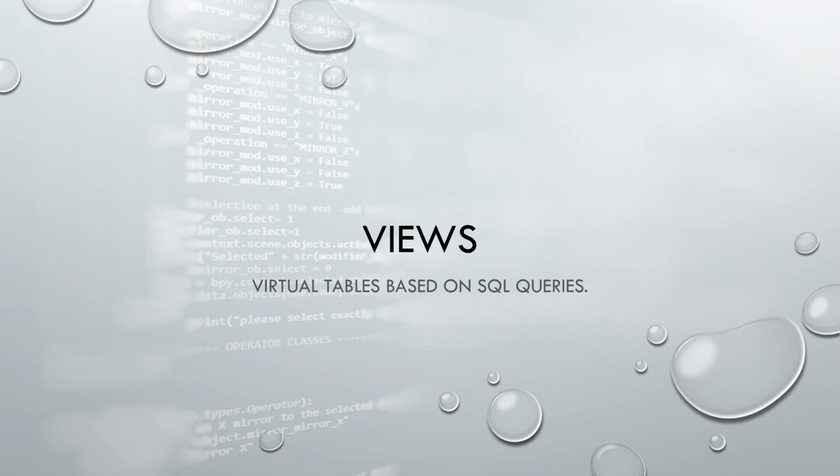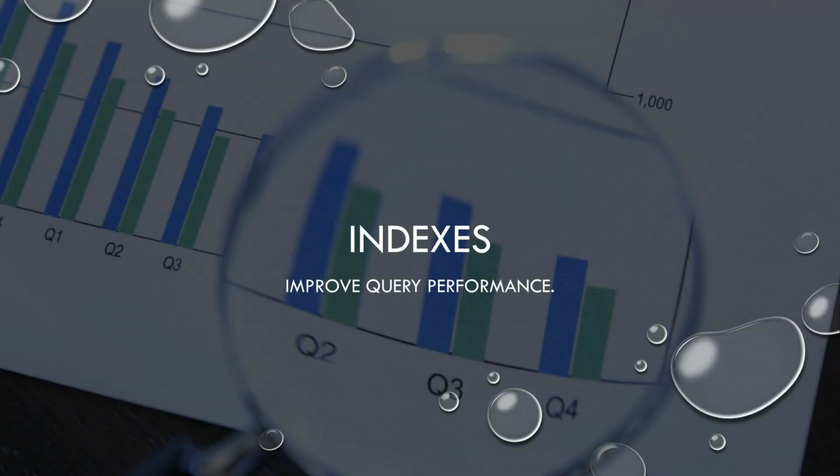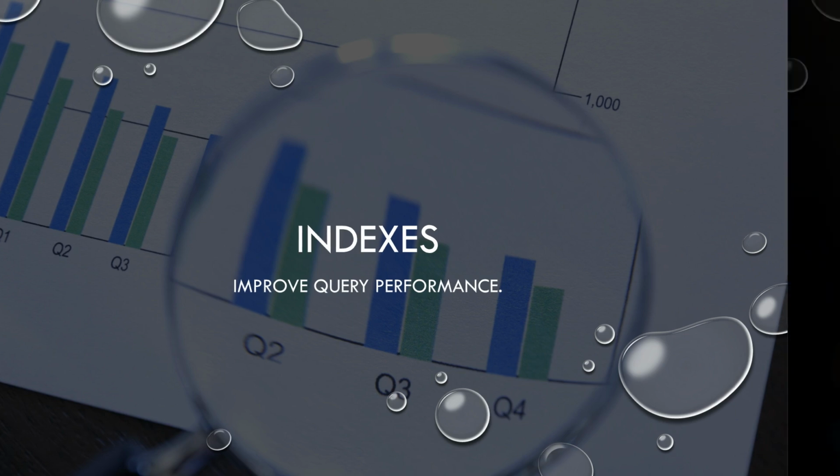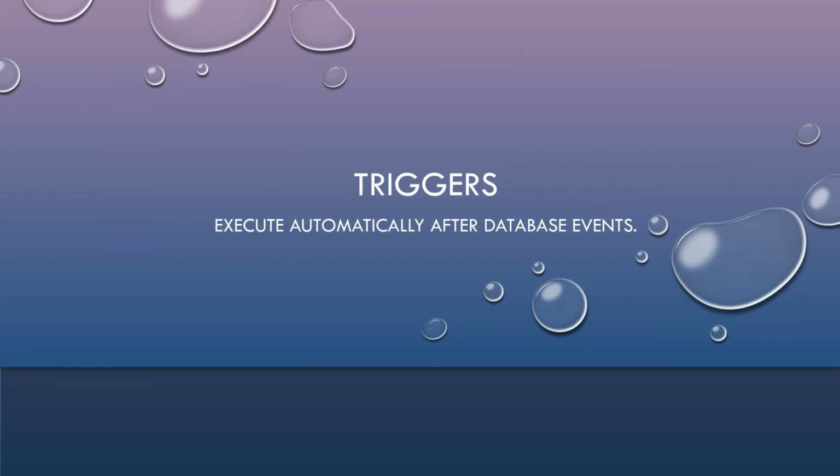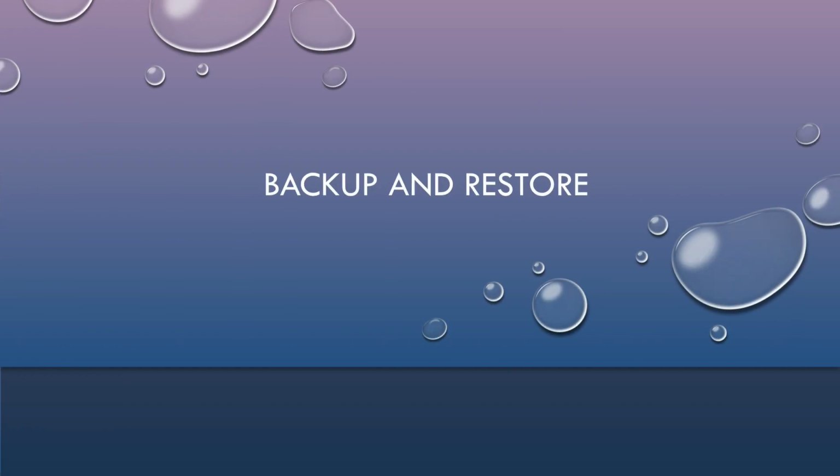Views are virtual tables based on the result set of an SQL query, providing a simplified way to interact with complex data. Indexes improve the performance of data retrieval operations, making your queries run faster. Stored procedures are pre-compiled SQL code blocks that are saved in the database, offering reusability and efficiency. Triggers are special stored procedures that execute automatically in response to specific database events like insert, update, or delete. Finally, we will cover backup and restore operations, essential for protecting databases from data loss.